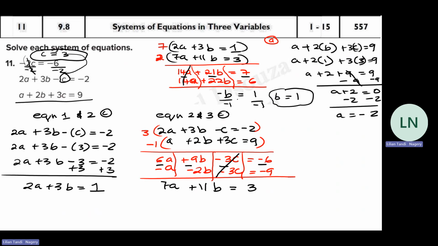I'm lying. B is negative 1. B is not positive 1. 1 divided by negative 1, that. So this should be negative. And this should be negative 2. And this should be negative 2. So this should be plus 2, plus 2. A is 2. Okay? Then write your solution.